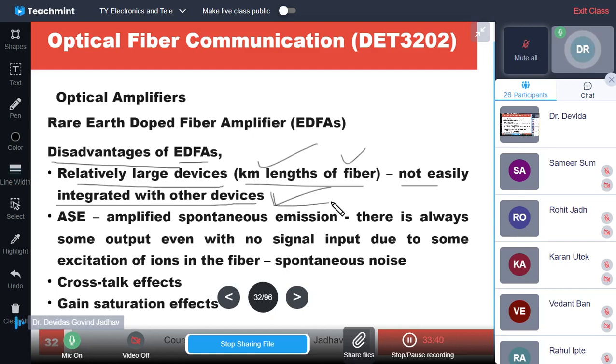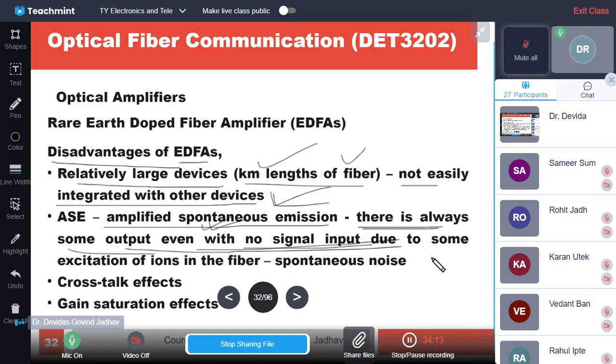So ASE, amplified spontaneous emission. There is always some output even with no signal. Spontaneous emission is there. Due to that, there is always some output even though no input signal is present. That is due to the spontaneous emission. This pumping creates the spontaneous emission.